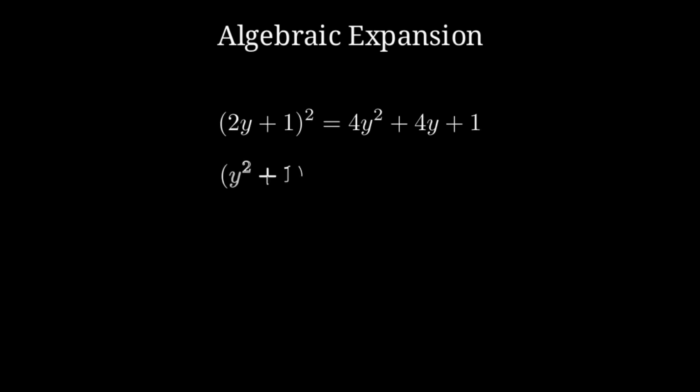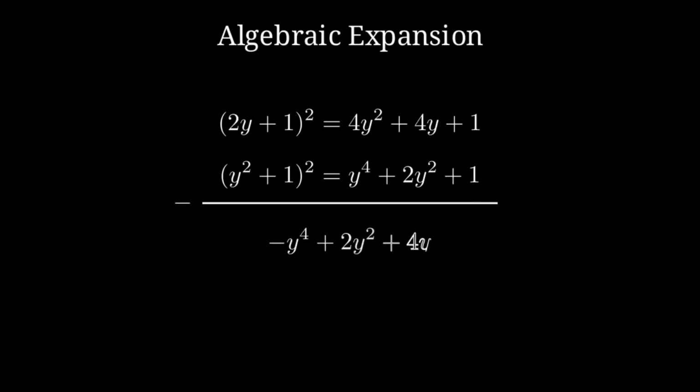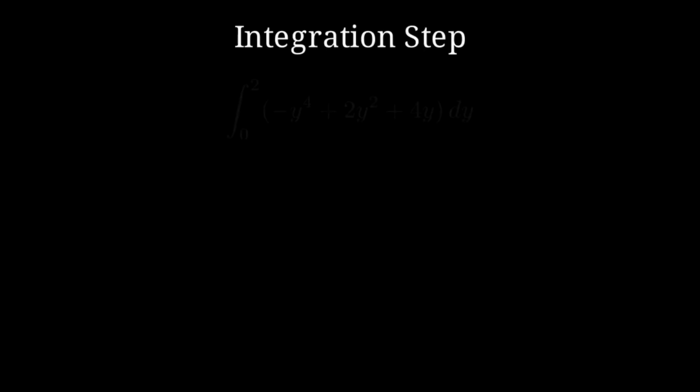Before integrating, we must expand the squares. 2y plus 1 squared becomes 4y squared plus 4y plus 1. Y squared plus 1 squared becomes y to the fourth plus 2y squared plus 1. When we subtract the second from the first, the constants cancel out, leaving us with -y to the fourth plus 2y squared plus 4y.